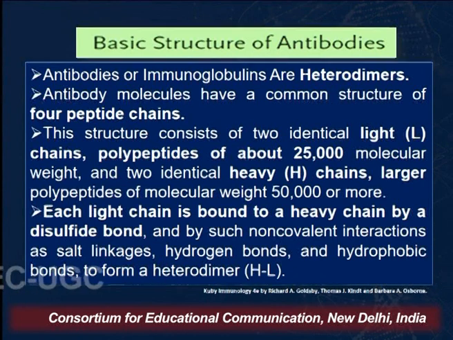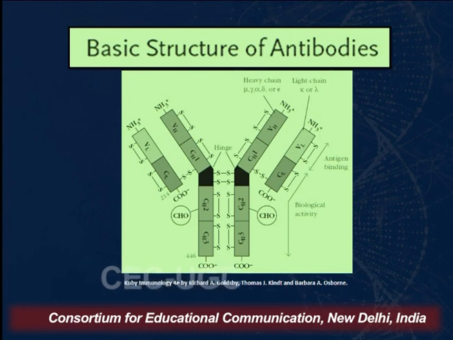We will see the structure of the antibody. If we look at the structure of the antibody, there are 2 light chains, and in the center there are 2 heavy chains. The light chains are attached to the heavy chains with the help of a disulfide bond, and both the heavy chains are then attached to one another also by a disulfide bond present in the hinge region.